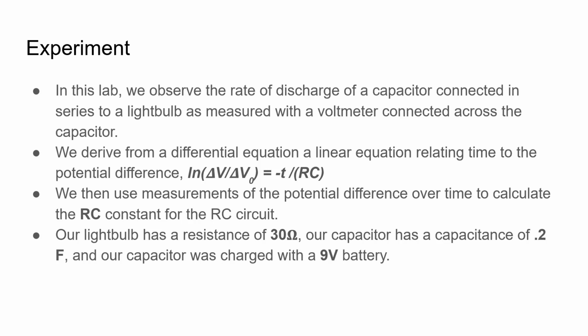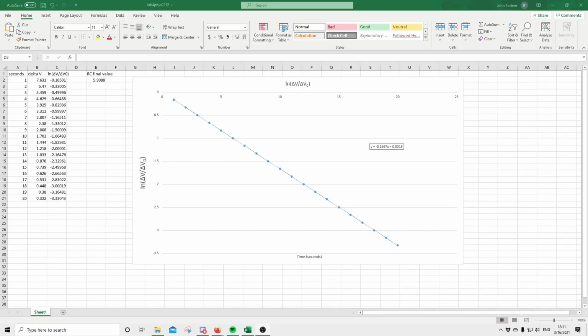Our light bulb has a resistance of 30 ohms. Our capacitor has a capacitance of 0.2 farads, and our capacitor was charged with a 9-volt battery. So during the experiment, we measured the potential difference across the capacitor at constant periods of time.